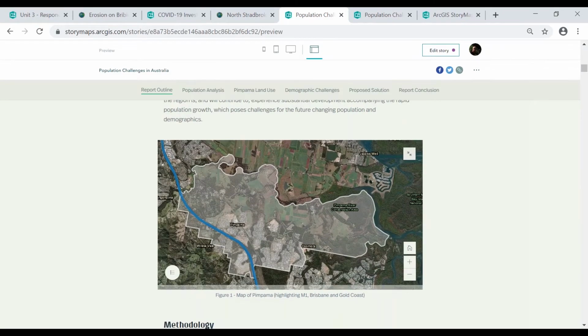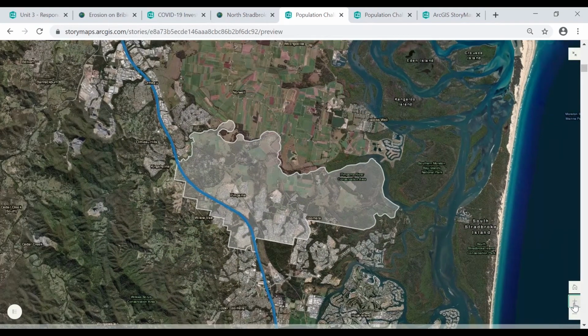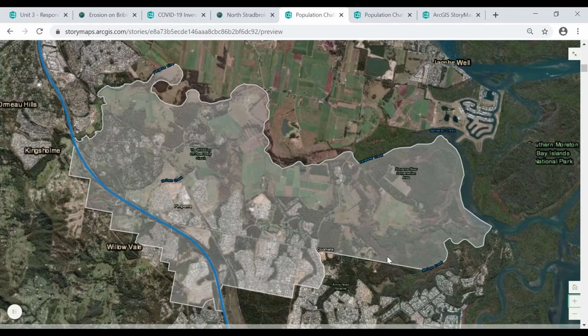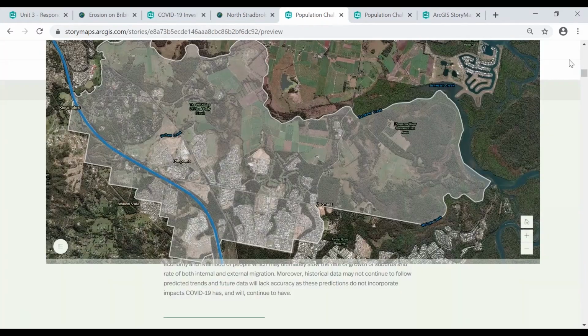This is Pimpama on the Gold Coast, which he selected. He was given one set of data. He was given the outline of the essay, and he was given a land use map. So that was all, so the land use was just a standard map. So that's all he was given. And this is what he's produced from that. So I'll just reduce that.